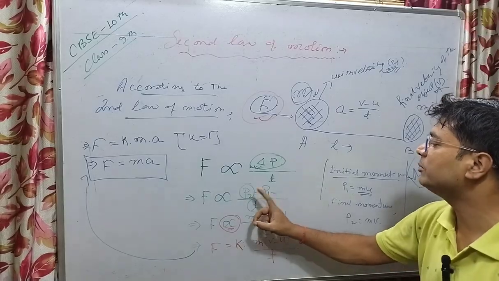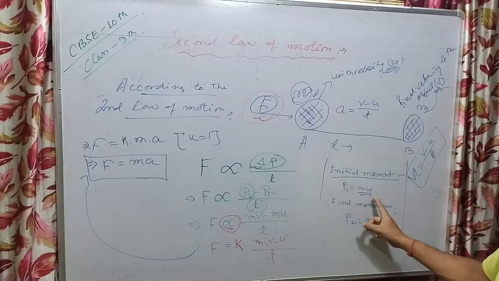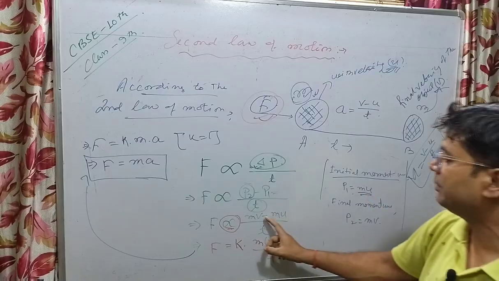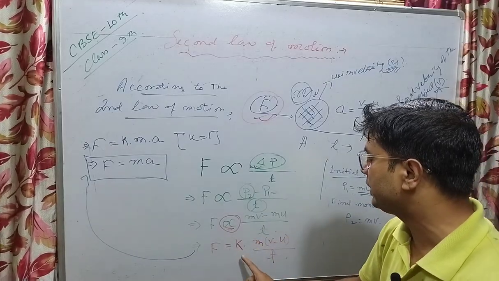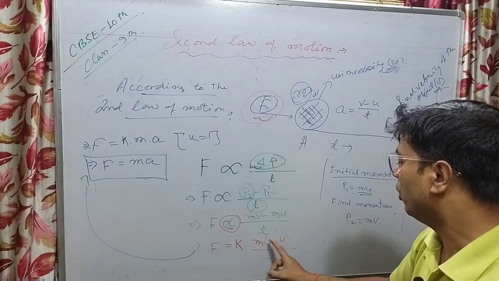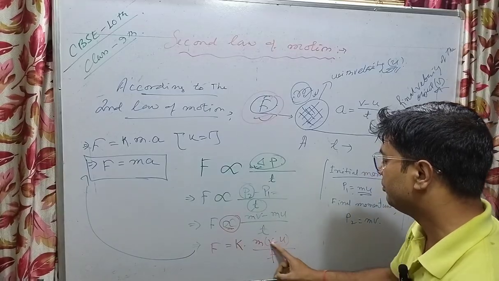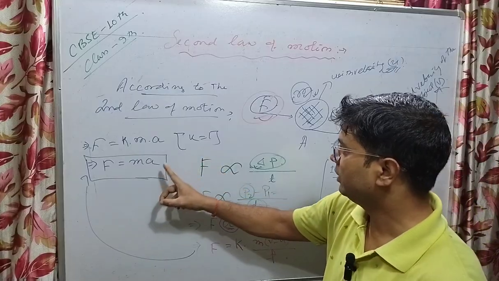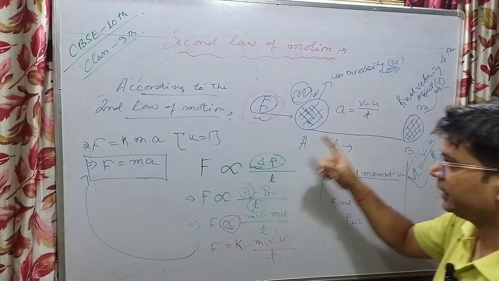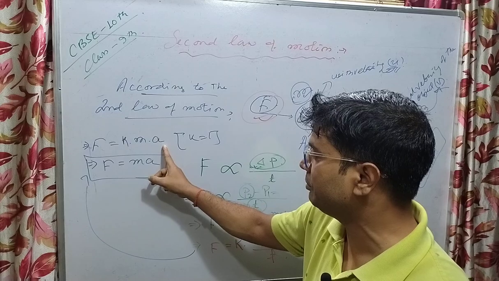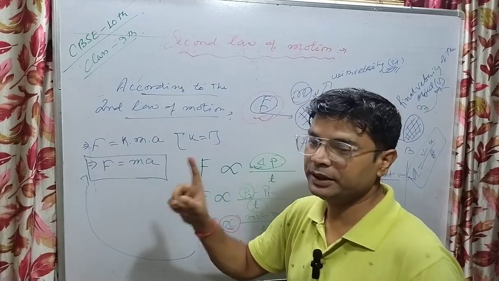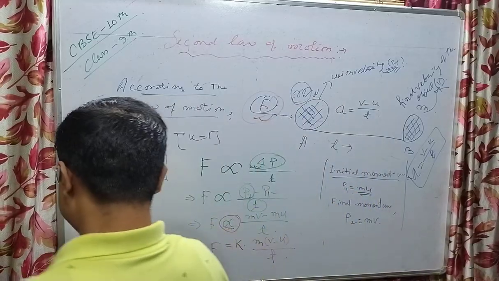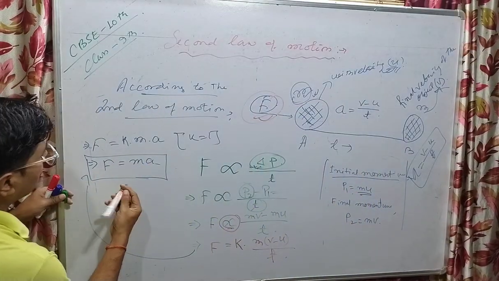That is, the final momentum is mv and the initial momentum is mu, so the change is mv minus mu. And F is equal to k into m into v minus u by t. v minus u by t is the acceleration of the object. Therefore, F is equal to k into ma. If k is equal to 1, then F is equal to ma. This is the expression of the second law of motion.